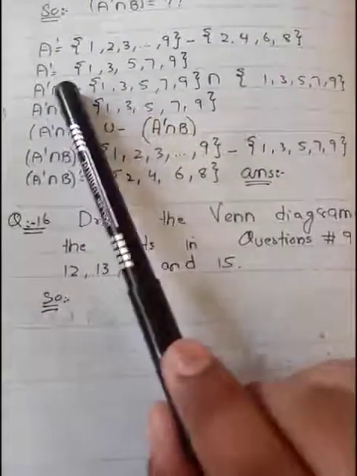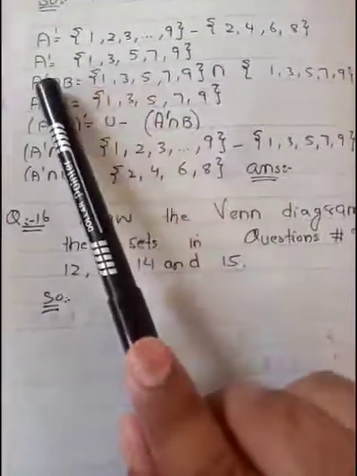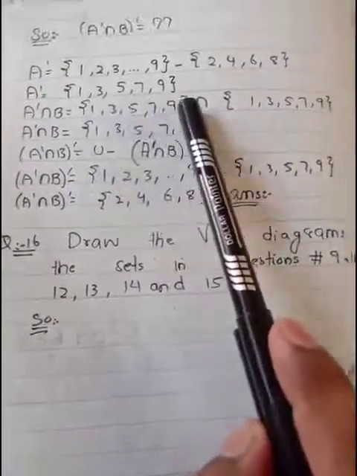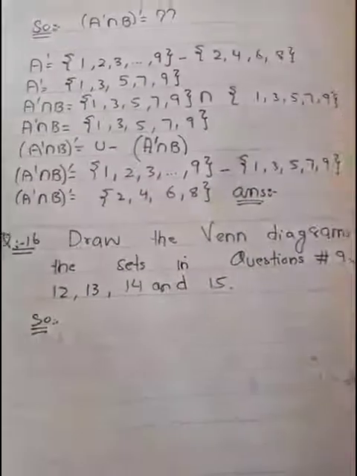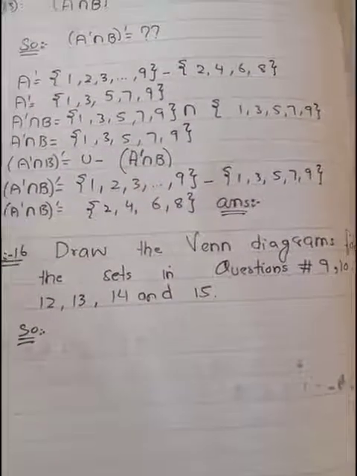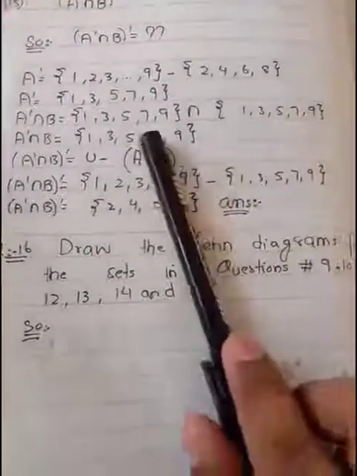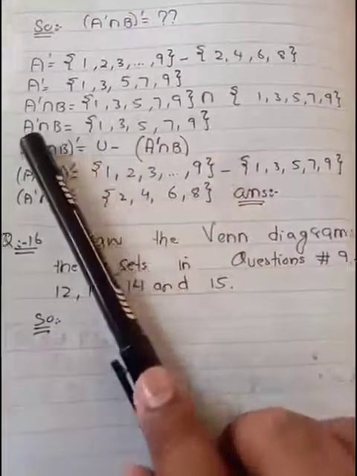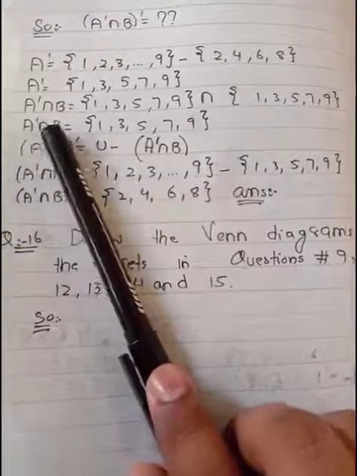Now we will solve A complement intersection B. A complement is 13579, intersection B. B is 13579. So all elements are the same, so our answer will be 13579. This is our A complement intersection B.